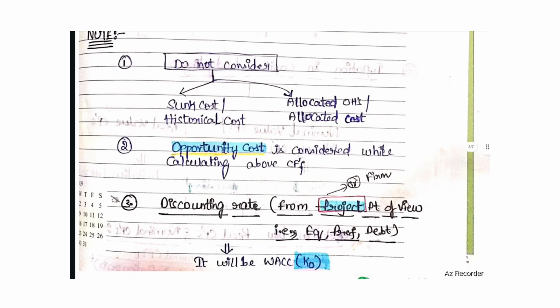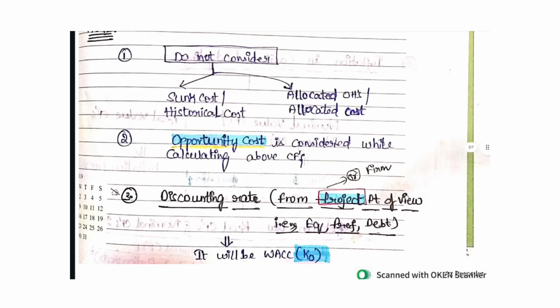Next, do not consider sunk cost or historical cost because that cost is already incurred. Next, do not consider allocated overheads or allocated cost. Opportunity cost is considered while calculating the above cash flows.